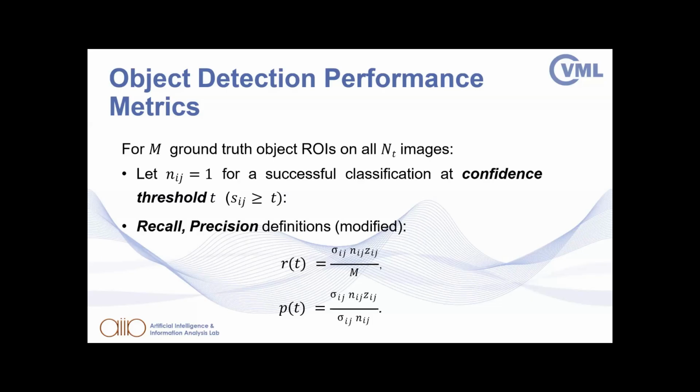And we also use a confidence threshold to decide whether a detection should be considered valid, alongside the recall and precision. If the confidence score of the detection is above the threshold, it is counted in the calculations.